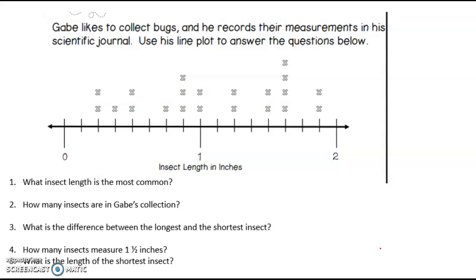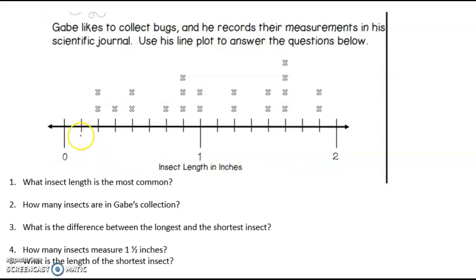Well, the first thing we need to do is see how many equal spaces are between the whole numbers. So between the 0 and the 1, how many equal spaces are there? 1, 2, 3, 4, 5, 6, 7, 8. There's 8 equal spaces between the 0 and the 1. So that means we are working with eighths. What are we working with? Eighths. And if you count between the 1 and the 2, 1, 2, 3, 4, 5, 6, 7, 8. There's also 8 equal pieces. So we are working with eighths.